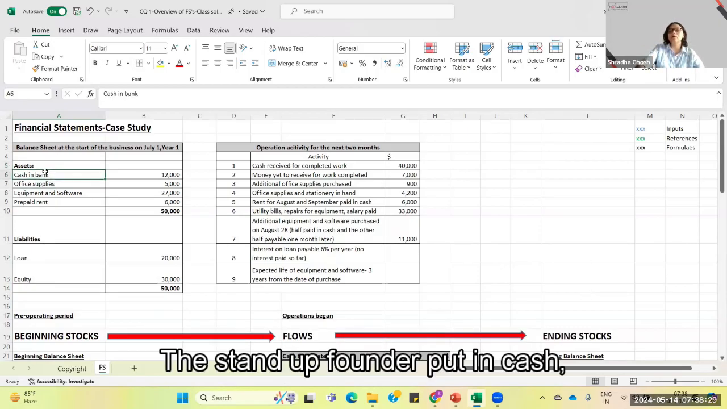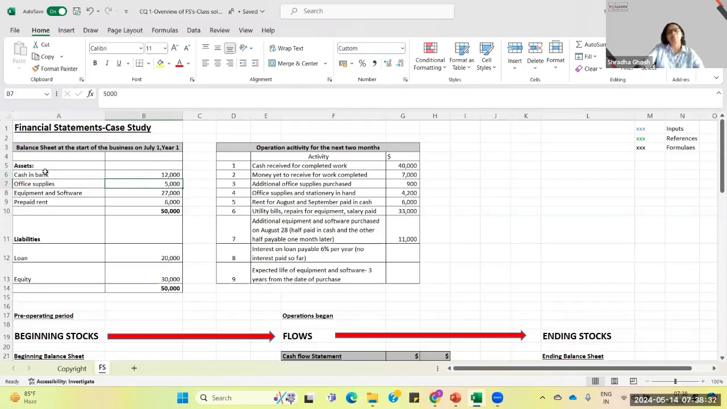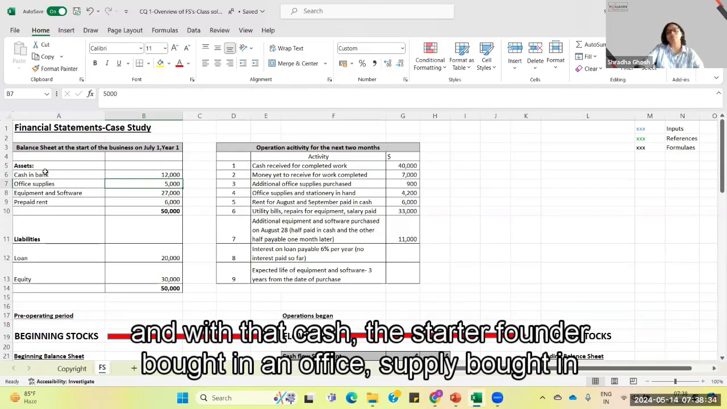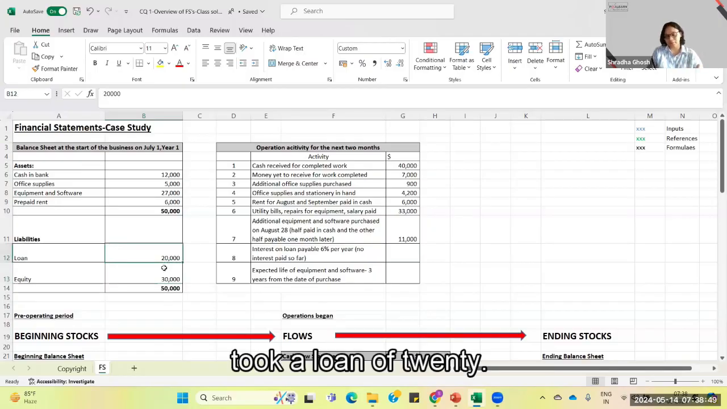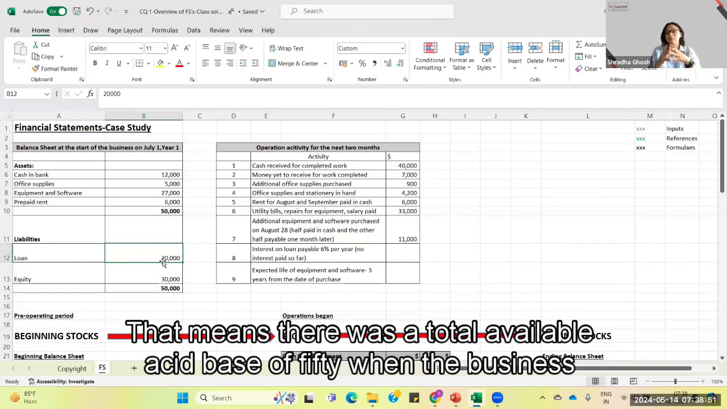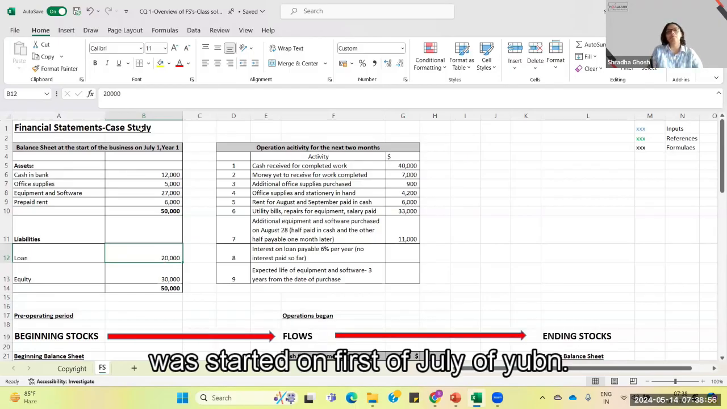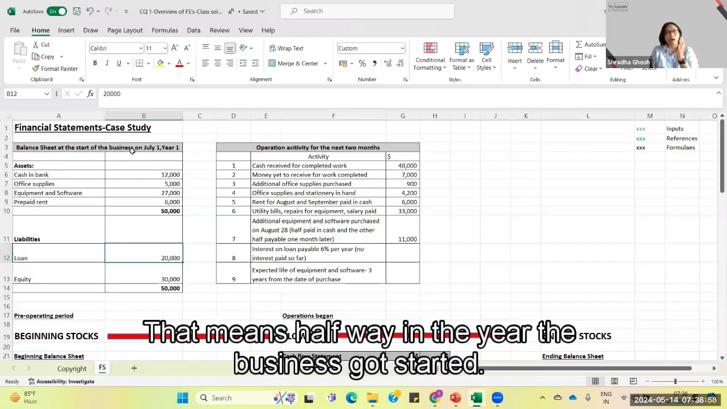The startup founder put in cash, and with that cash, bought office supplies, some equipment, and prepaid rent. Can you see what has happened? The startup founder had put in 30,000 and took a loan of 20. That means there was a total available asset base of 50 when the business was started on the 1st of July of year one, halfway in the year.